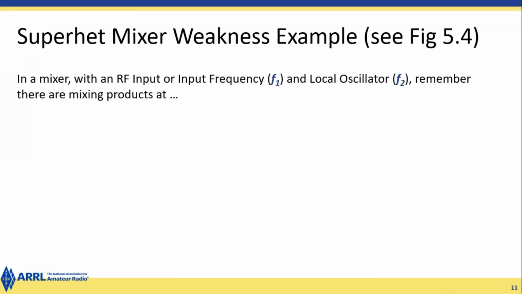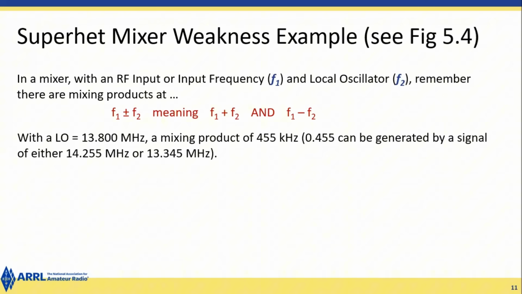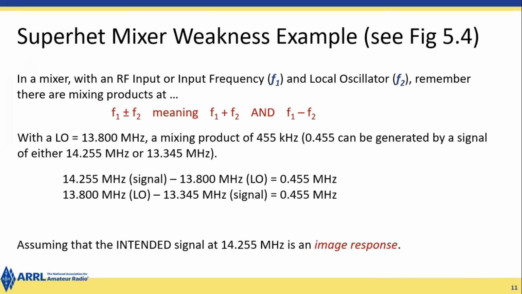In a mixer with an RF input or input frequency F1 and local oscillator F2, remember there are mixing products at F1 plus or minus F2, meaning the sum and the difference of the two. With an LO of 13.8 megahertz, a mixing product of 455 kilohertz, 0.455, can be generated by a signal of either 14.255 or 13.345. Assuming that the intended signal is 14.255 megahertz, an image response is an image response.